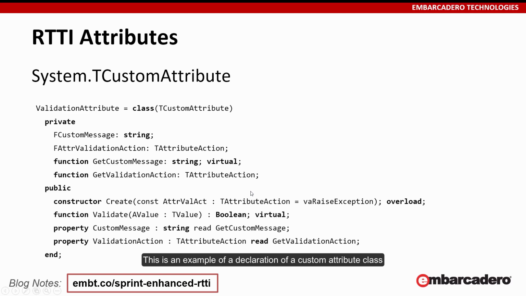This is an example of a declaration of a custom attribute class. In this case, this attribute will be used to validate the members of an object. As you can see, this class called validation attribute has an overloaded constructor and some additional methods and properties. The custom constructor has a parameter which defines the default action to be used if the validation fails. The validate function implements a custom validation code. The custom message property returns the message to be shown if the validation fails. Finally, the validation action property returns what kind of action must be executed if the validation returns false.